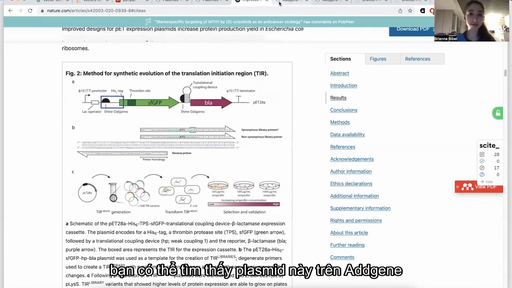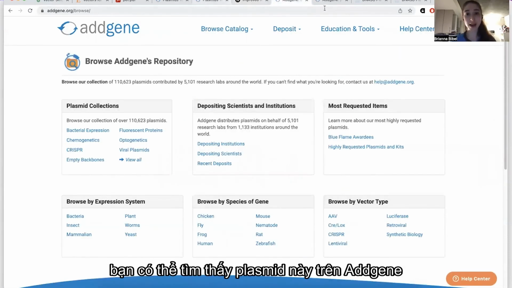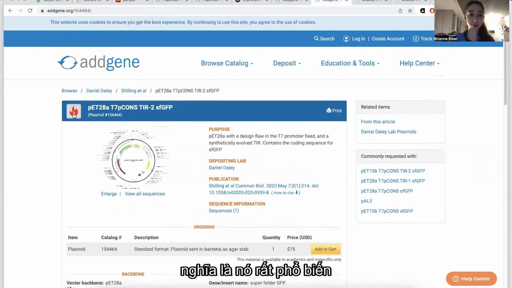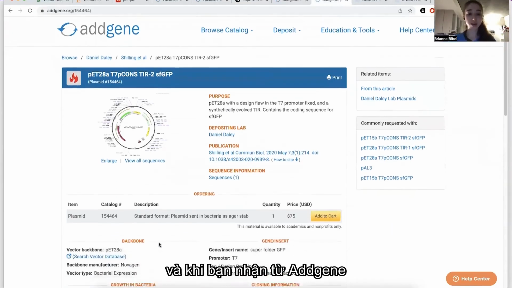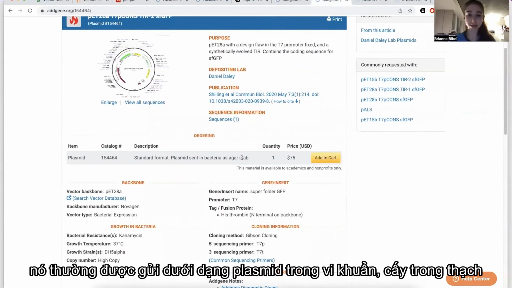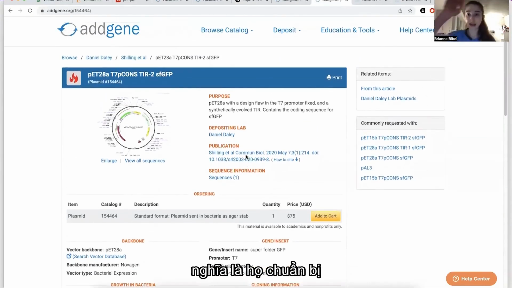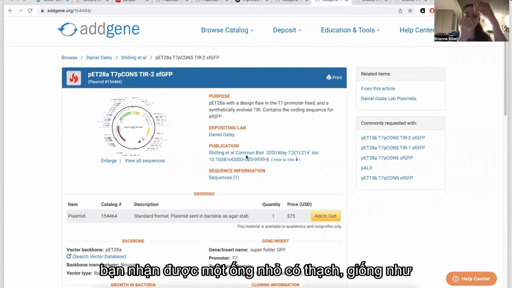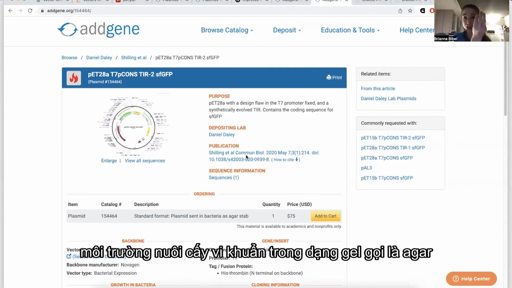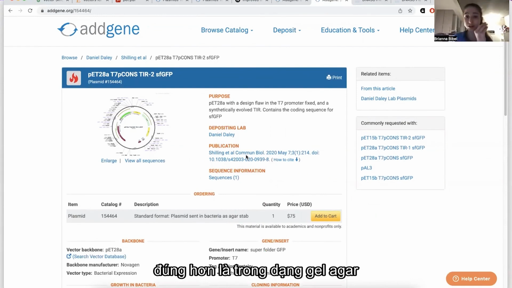Okay, so you can actually find this plasmid on Addgene. You'll see that Addgene gives it this flaming hot signal, which means that it's really popular. When you get it from Addgene, it's often sent as plasmid in bacteria in an agar stab. Basically you get this little tube and it's got agar, so like bacteria food, called media, in this gel called agar. And then it has a little pool of the bacteria.